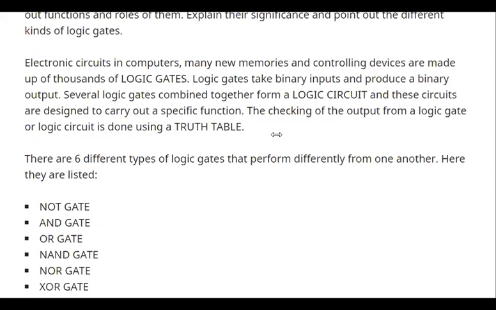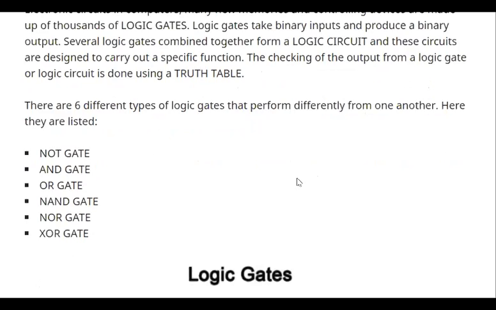Tell me, which of them are called universal gates? Because this question I have asked many times. It is NAND and NOR. NAND and NOR are called universal gates. Okay, so let's see each gate one by one.